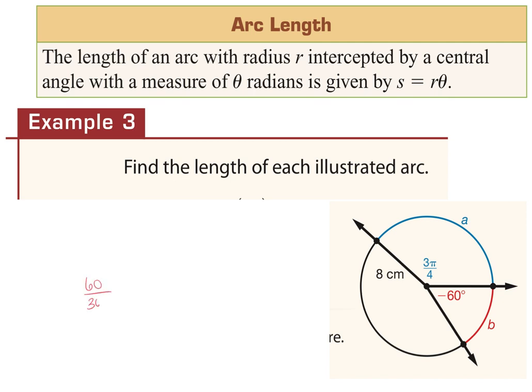That's 60 out of 360, right? And then I would multiply that by circumference. Circumference, remember, is 2 times pi times r. Okay, right? So far, so good.